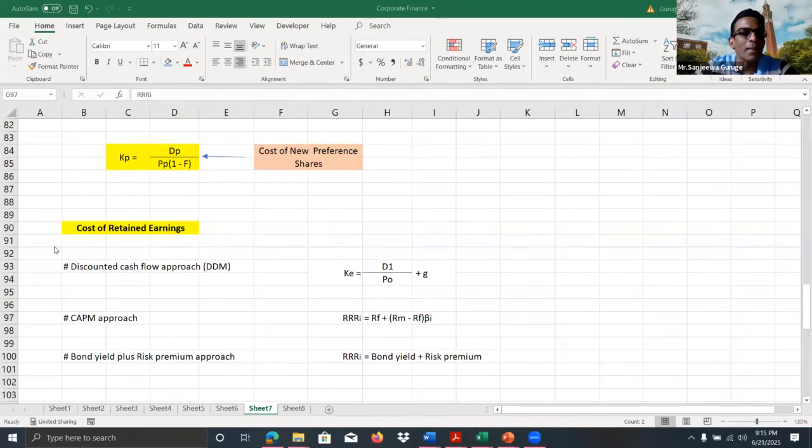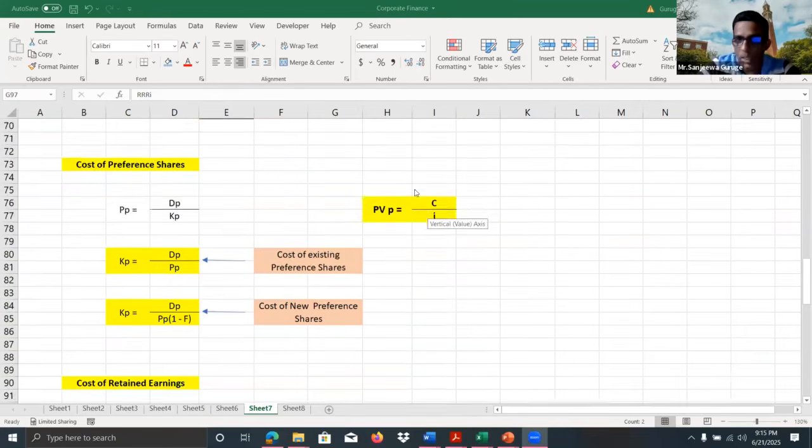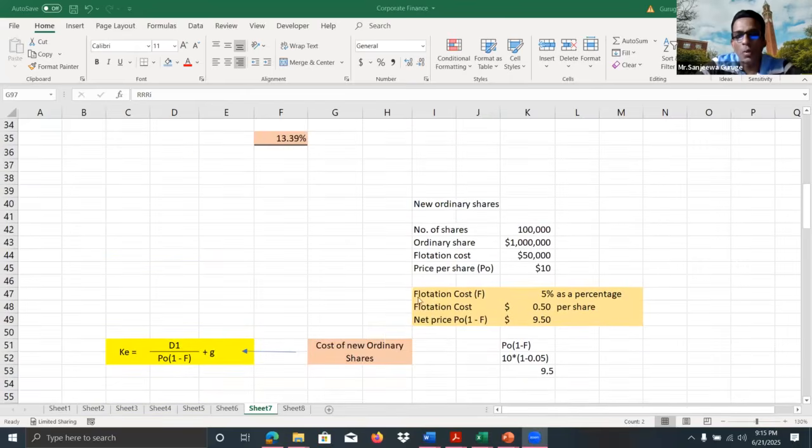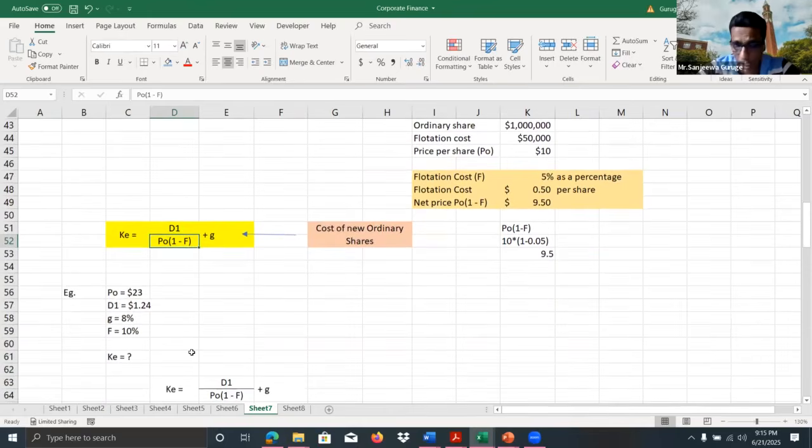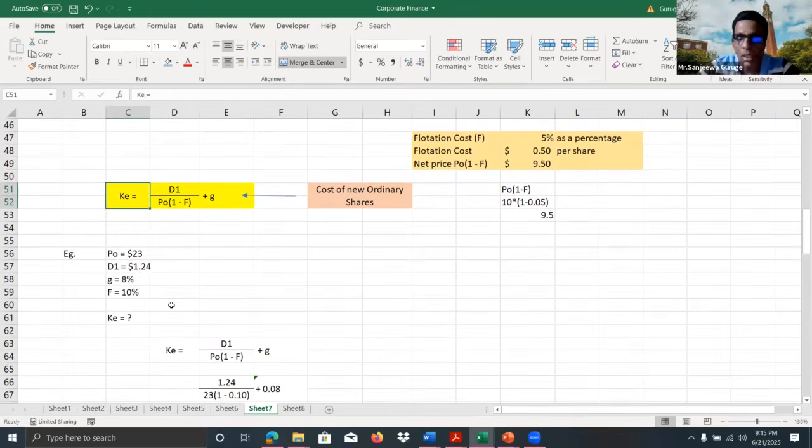Flotation cost, again, one question is there. What is the meaning of flotation cost? So flotation cost is the term used for this issuing cost. To issue the share, what is the amount, that's one term used, but maybe different terms used in another book. Doesn't matter. What is the value we have to use here? Net price. That's the point, right? To calculate the cost of new ordinary shares, we have to use net price. That means the price minus the issuing cost. So we have to use the net price to calculate the cost of new shares.